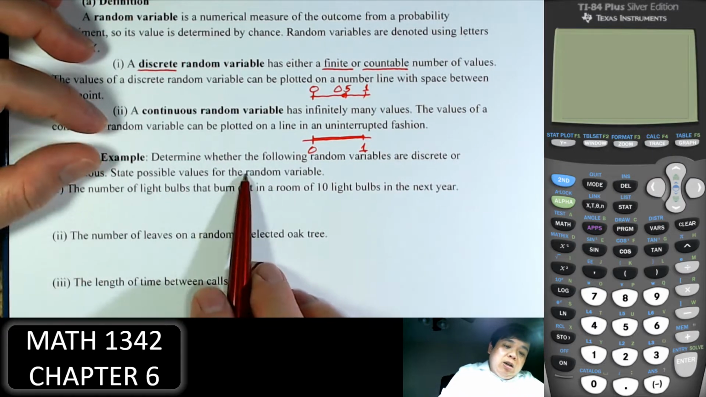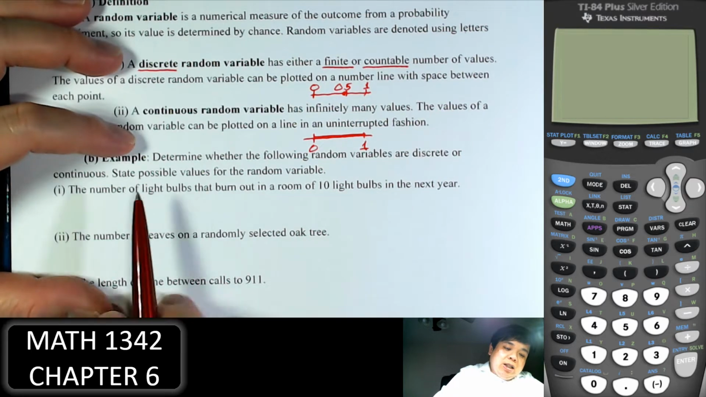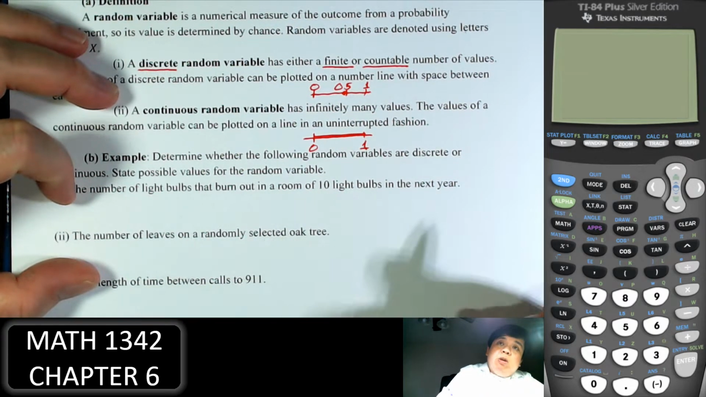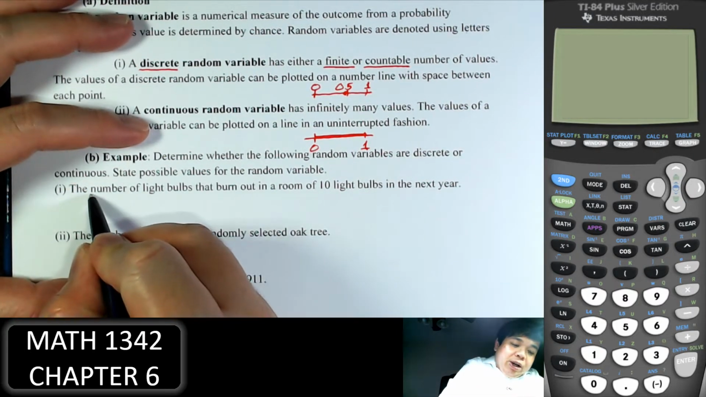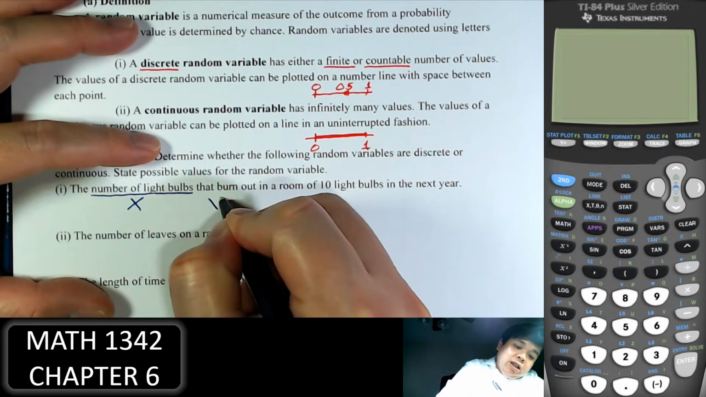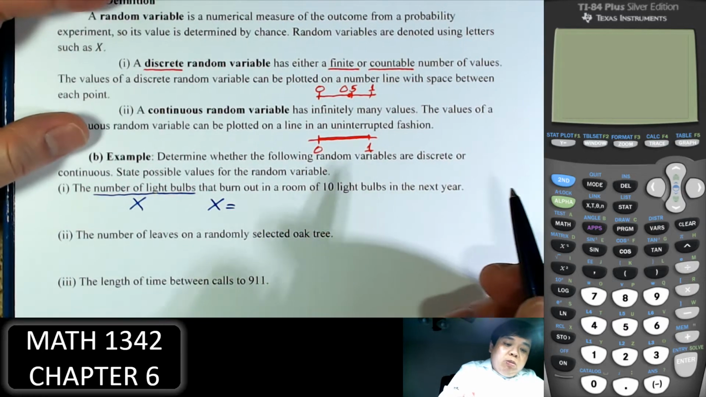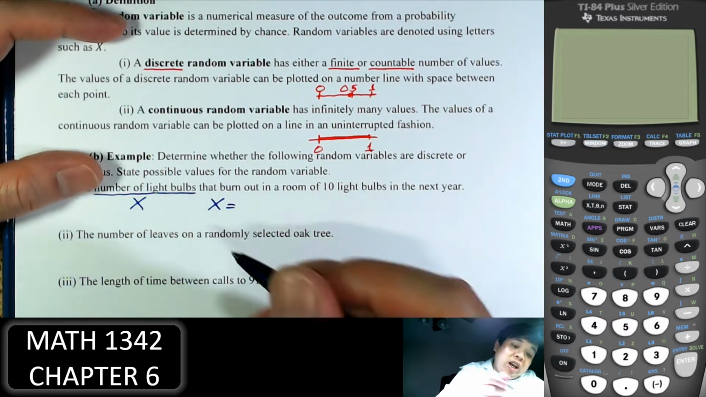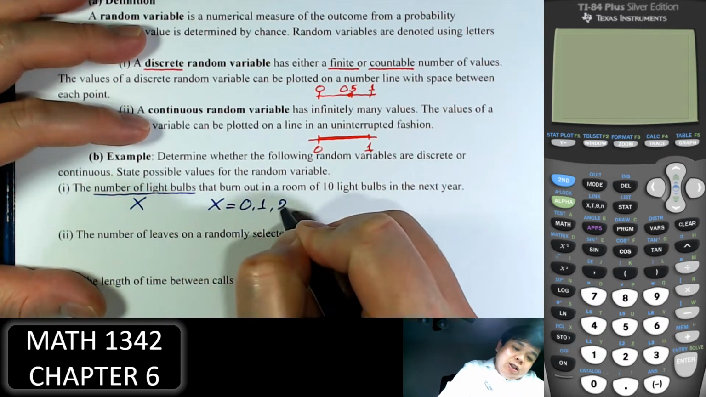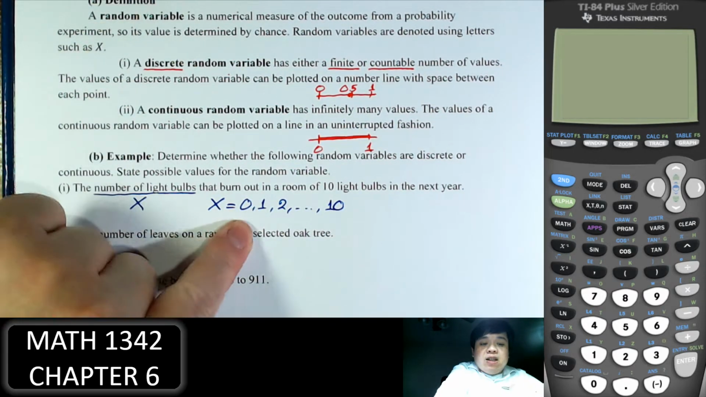Determine whether the following random variable is discrete or continuous, and state the possible values. The number of light bulbs that burn out in a room of 10 light bulbs. If we let the number of light bulbs be x, that is the random variable. Since there are 10 light bulbs, the number burned out could be anywhere from 0 to 10, so 0, 1, 2, all the way to 10. And this is discrete.